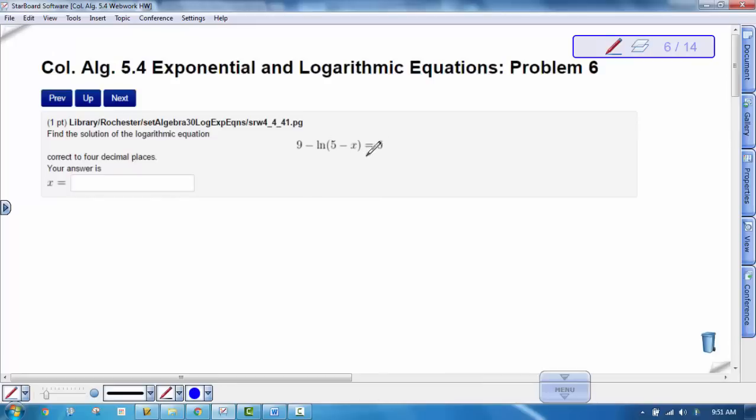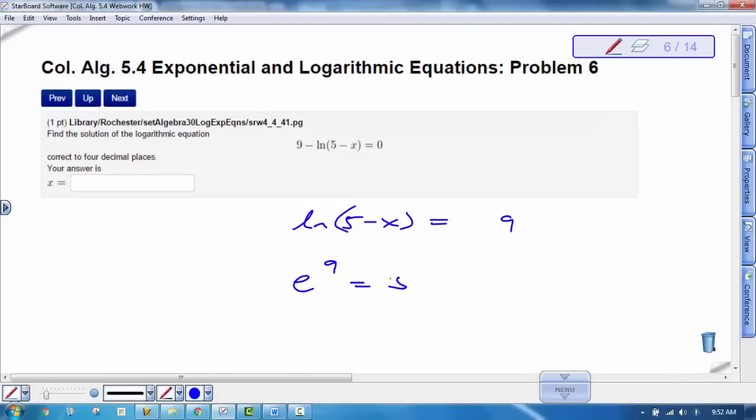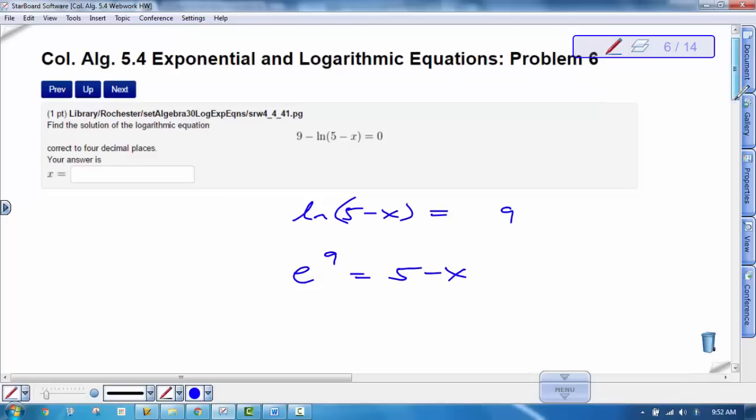Alright, the next problem then wants you to solve this log equation. So what I'm going to do is get the 9 to the other side, so I have negative natural log of 5 minus x equals negative 9. Subtract 9 from both sides. I'm going to multiply both sides by negative 1, get rid of the negative, and then I'm going to change it into exponential form. So exponential form would be base to the exponent equals the argument. And so there's my answer.